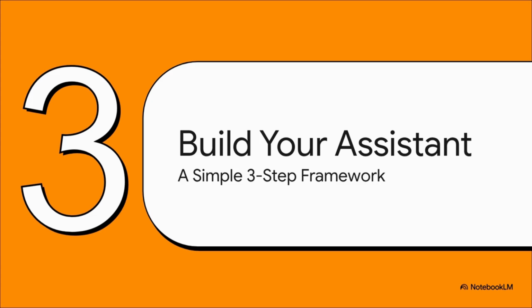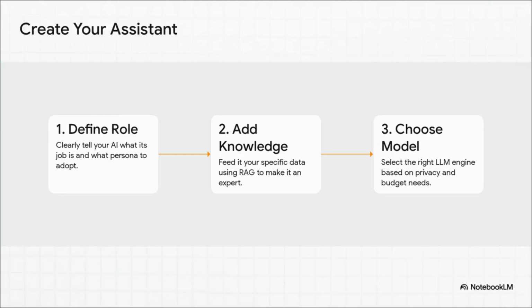Let's walk through a simple 3-step framework that will get you started right away. It really is just a simple 3-step process. First, you have to define the role. This is the most critical part. You've got to give it a clear job description. Second, you provide a knowledge base. This is where you feed it your company's private library using that RAG technique we talked about. And third, you choose the right model. This is kind of like picking the right engine for a car, based on what you need for privacy, power, and of course, budget.